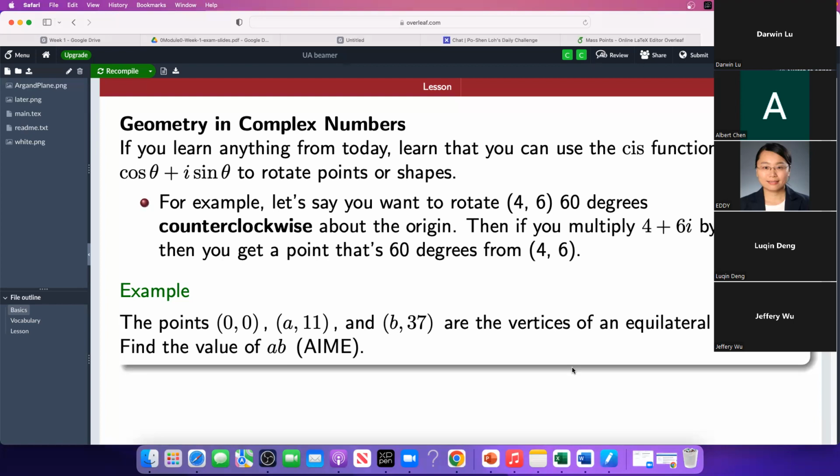And note that, okay, let me draw it out actually. So let's say you have a point, oh my goodness.